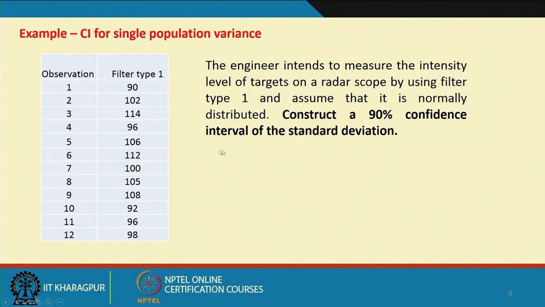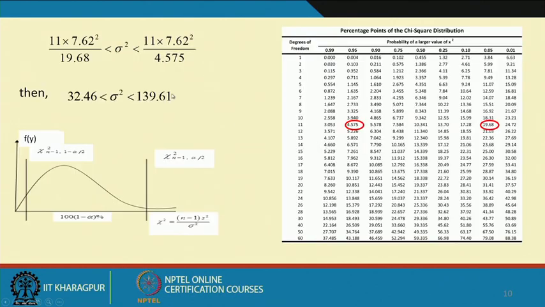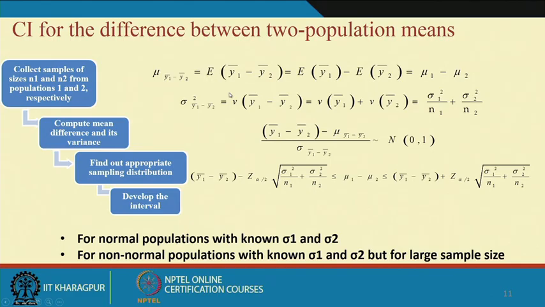Now see this for the same example, we are interested to know the confidence interval for the population standard deviation. So, you just put all those values here, you see 11, 7.2 by this. So, this is the interval for variance. Now, if you take the square root, you will get the confidence interval for standard deviation.